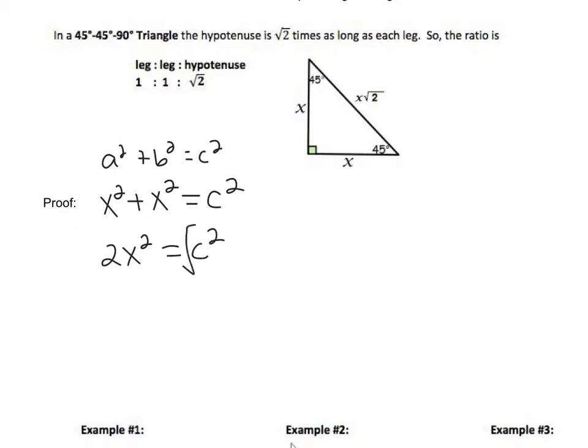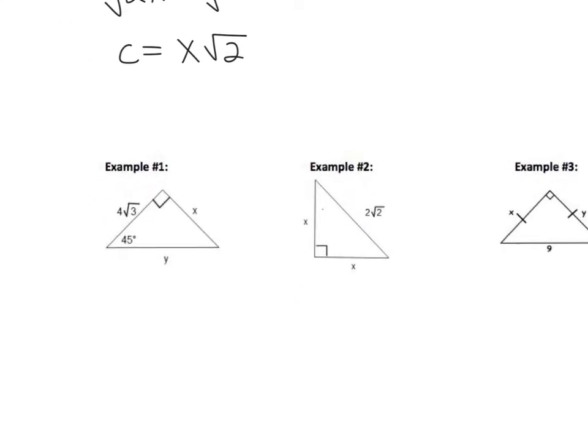And in order to solve for c, we're going to take the square root of both sides. So we get c equals, we can't take the square root of 2 because it's not a perfect square, and then the square root of x squared is just x, so we get c equals x times the square root of 2. So that's where we get that relationship for the hypotenuse of our 45-45-90 triangle. So let's take a look at a few examples.